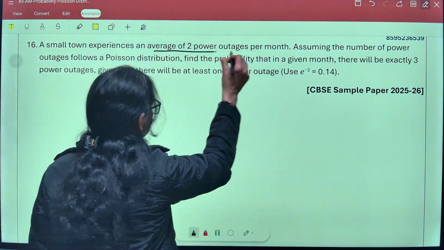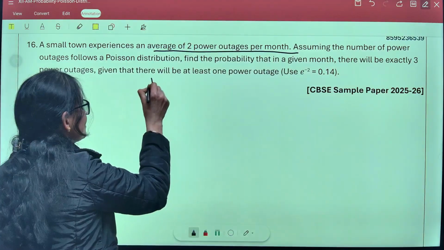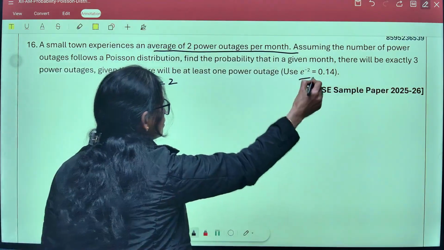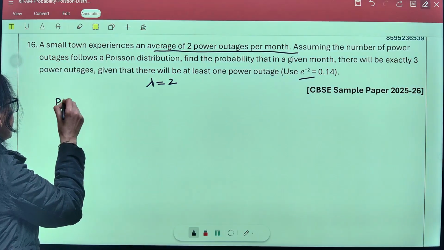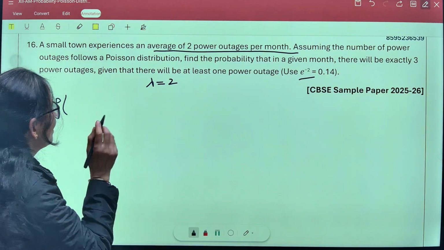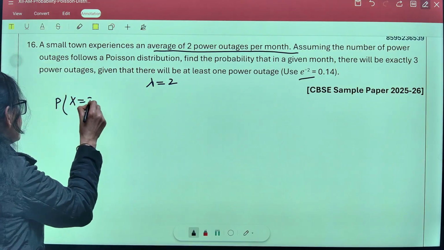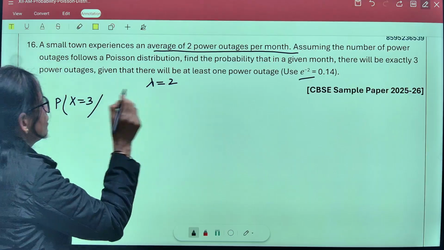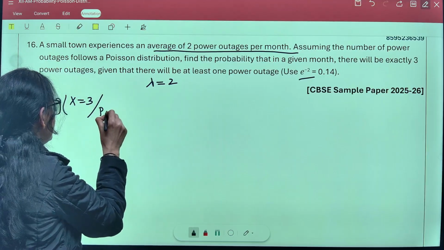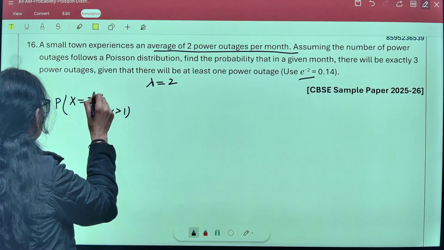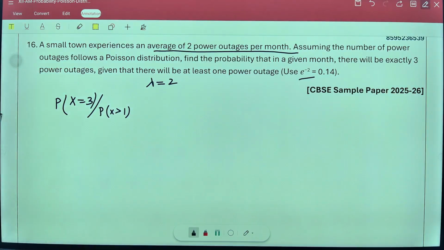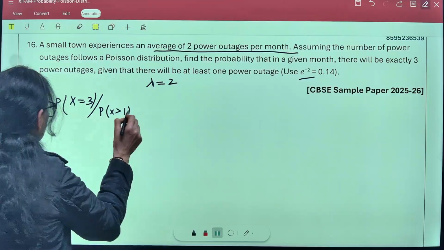You are given that on an average there are 2 power outages, that means lambda is 2. The hint is here. What you need to find out, look at it. You are being asked to find the probability that there are exactly 3 power outages, given that at least one power outage is there. So this is what you need to find out: probability of x being equal to 3, given that x is greater than or equal to 1.